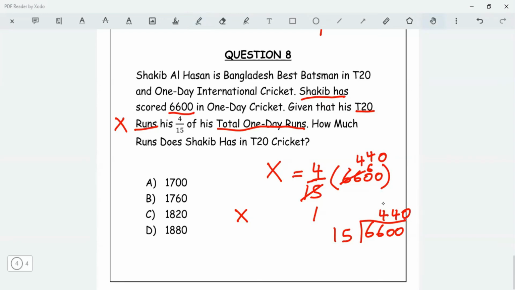So now we have 4 times 440 is how many runs he has in T20 cricket. So X is 4 times 440, which is, let's work it out here, 440 times 4 is, 4 times 0 is 0. 4 times 4 is 16. I will carry 1. 4 times 4 is 16 plus 1 is 17. So Shakib has 1,760 runs in T20 cricket. And that is a real life question of how they like to give fractions.